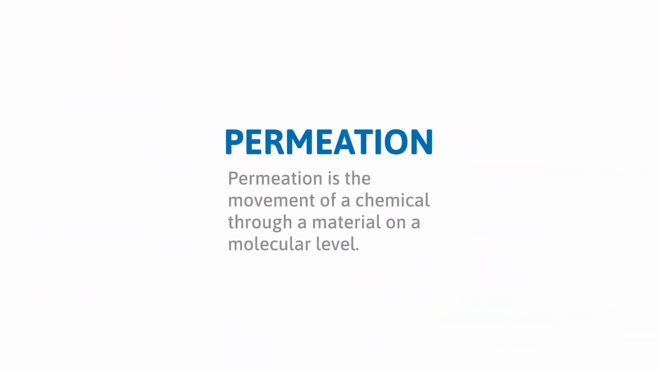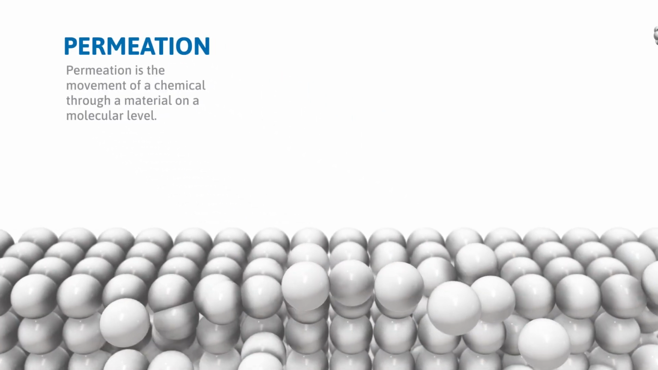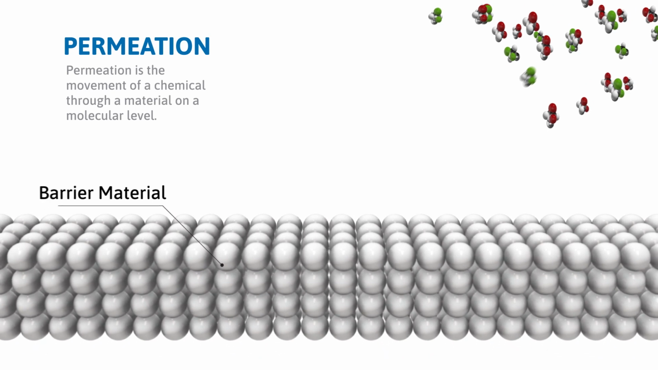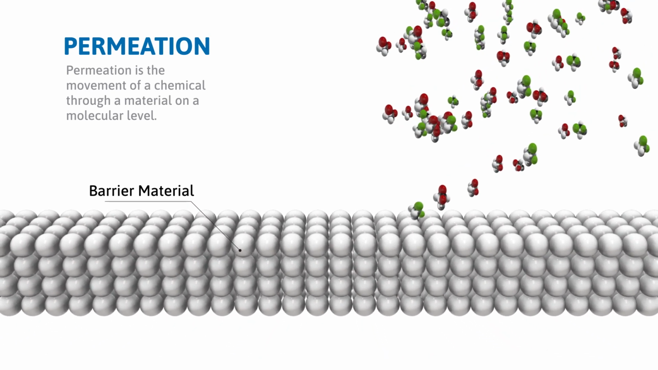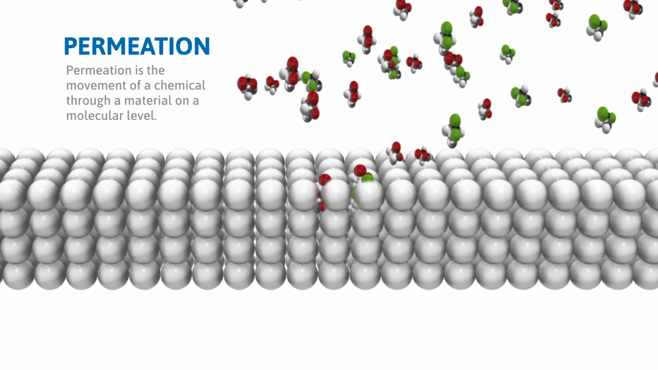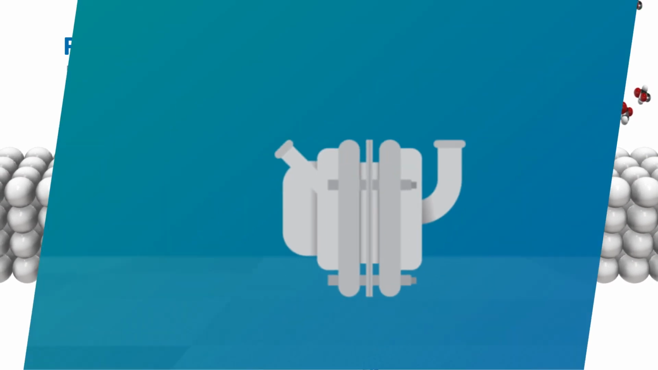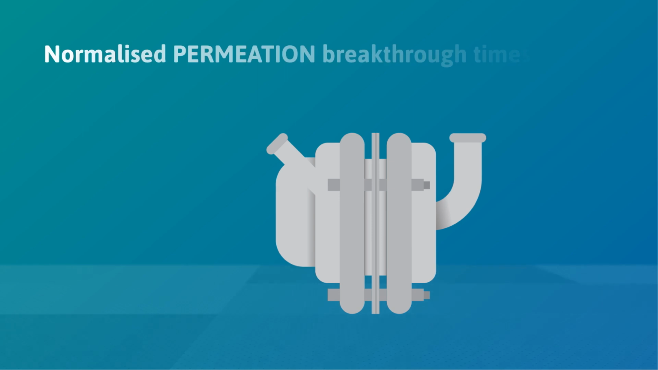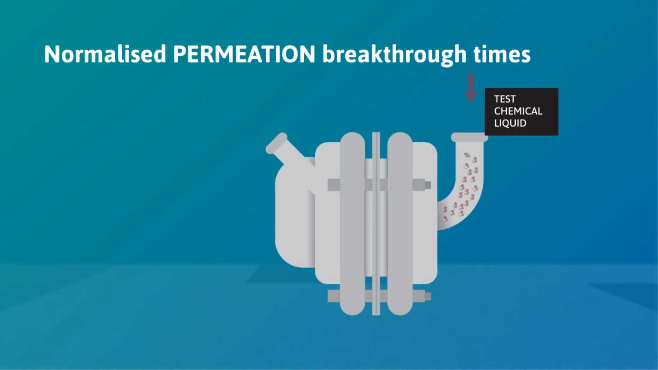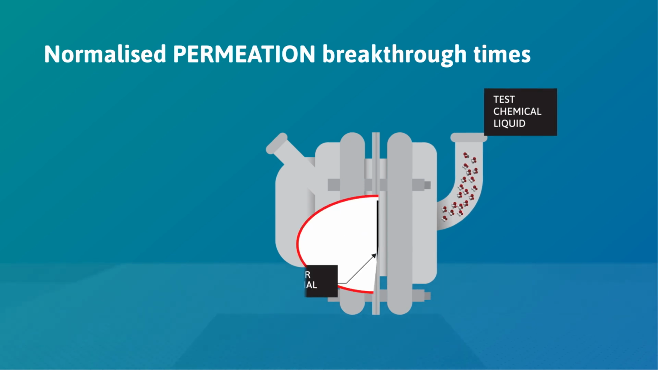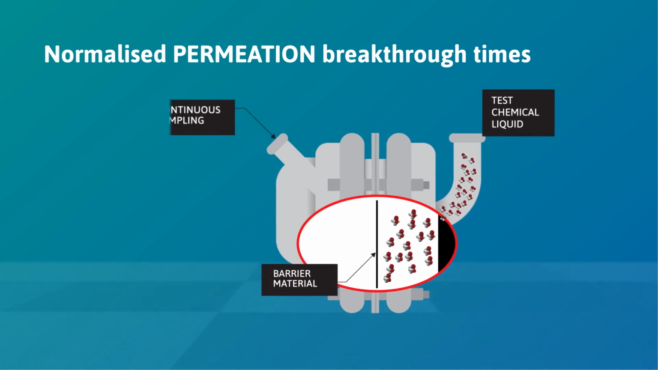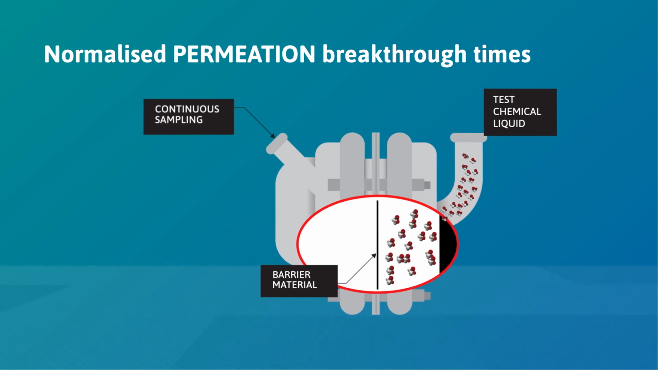Permeation is the movement of a chemical through a material on a molecular level. It's important to note that this process is not necessarily visible and that the material may appear unchanged while permeation is actually happening. Typical standardized permeation tests are done in controlled laboratory conditions using a test cell composed of two compartments where the barrier material is brought into contact with the test chemical liquid.